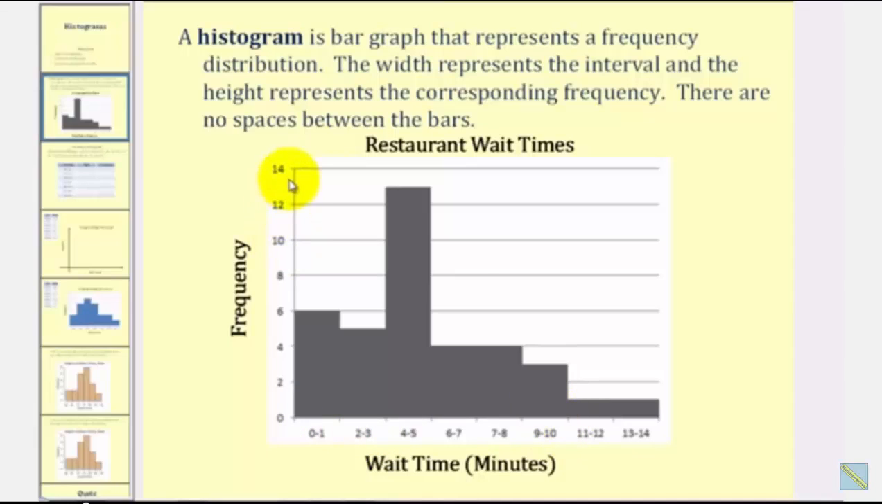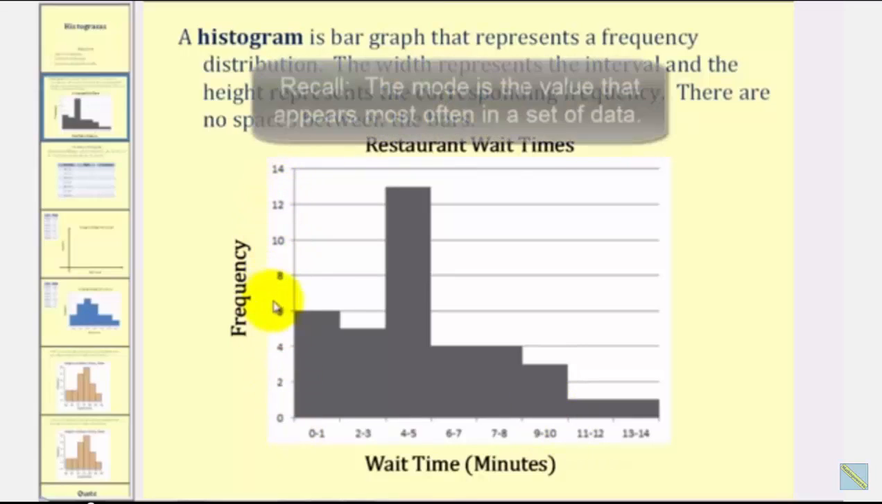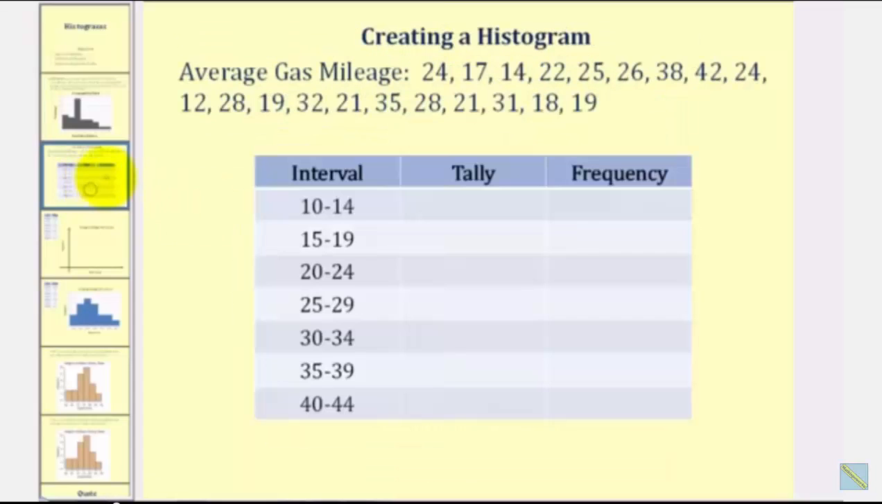And then notice the vertical axis indicates the frequency, so you can easily see that the mode of wait times is 4 to 5 minutes. Looks like it occurred 13 times. Now let's construct our own histogram. Here we're given data on average gas mileage of 20 cars. So before we create the histogram, we'll complete this frequency table where we already set up the intervals. Once again, notice how they have the same width or the same size, and there are 7 intervals here. We can say we have 7 bins.